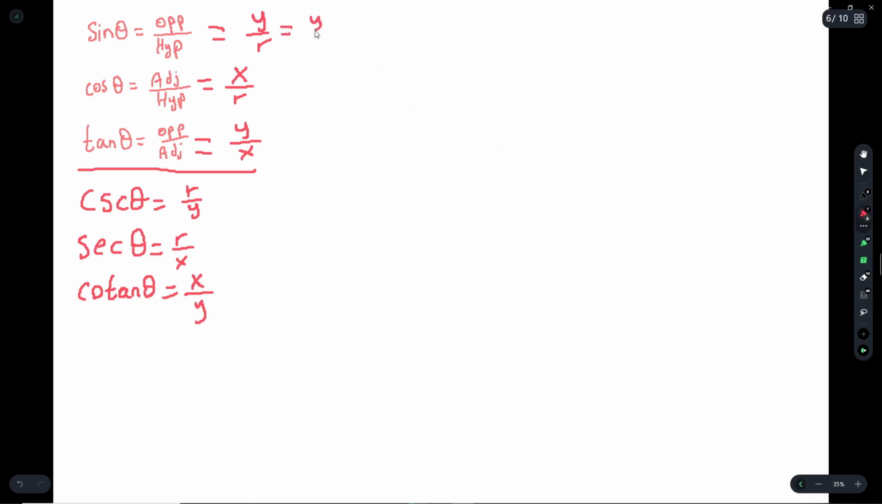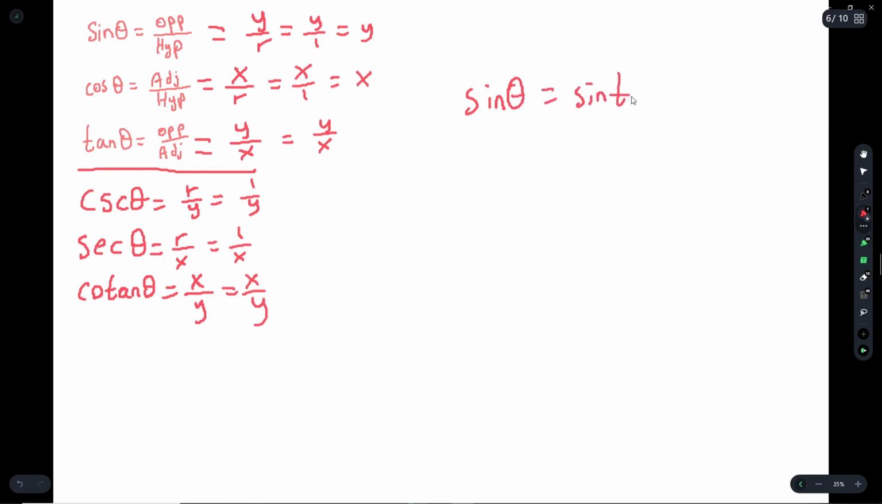So here it will be y over 1, y. This will be x over 1, which will be x. This will stay the same, y over x. This will be 1 over y. This will be 1 over x. This will be x over y. This lesson also, sine of theta is equal to sine t. They mean the same thing.